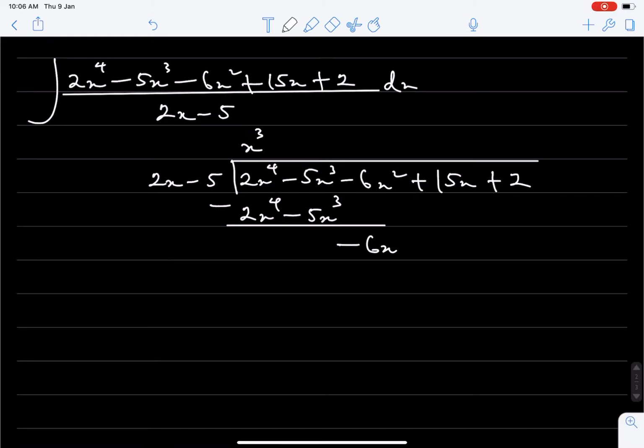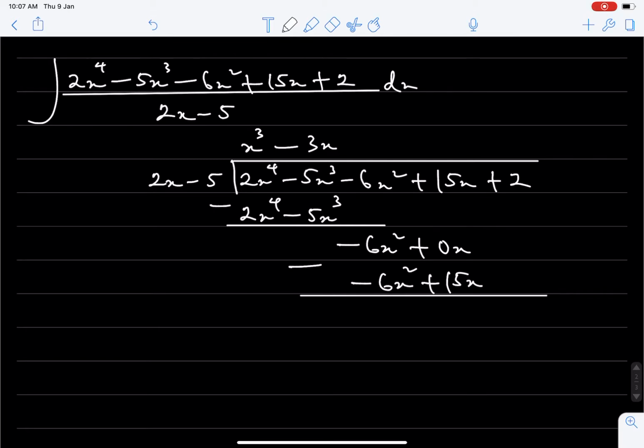Then we bring down minus 6x squared. Minus 6x squared divided by 2x, that's minus 3x. We multiply, minus 6x squared plus 15x. So we can just put 0x here. And then when we subtract, minus 6x squared minus minus 6x squared is 0. 0 minus 15x is minus 15x.